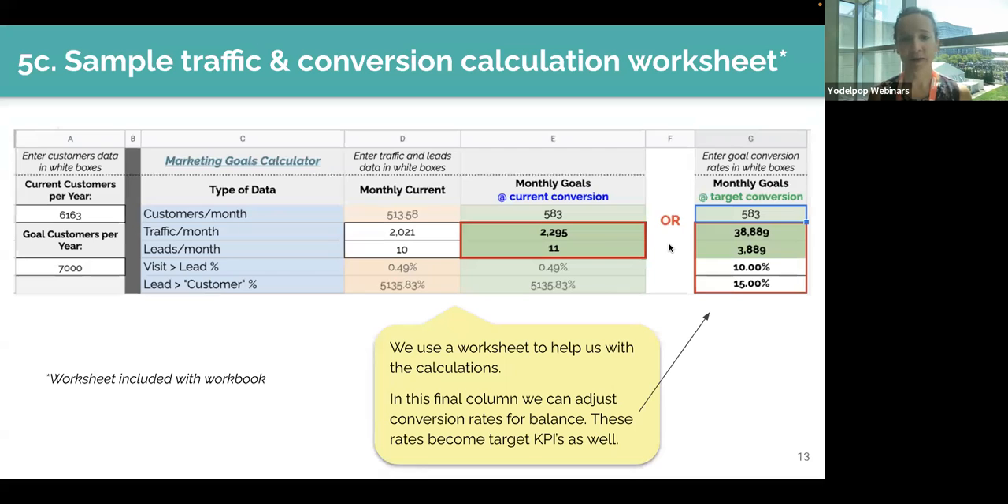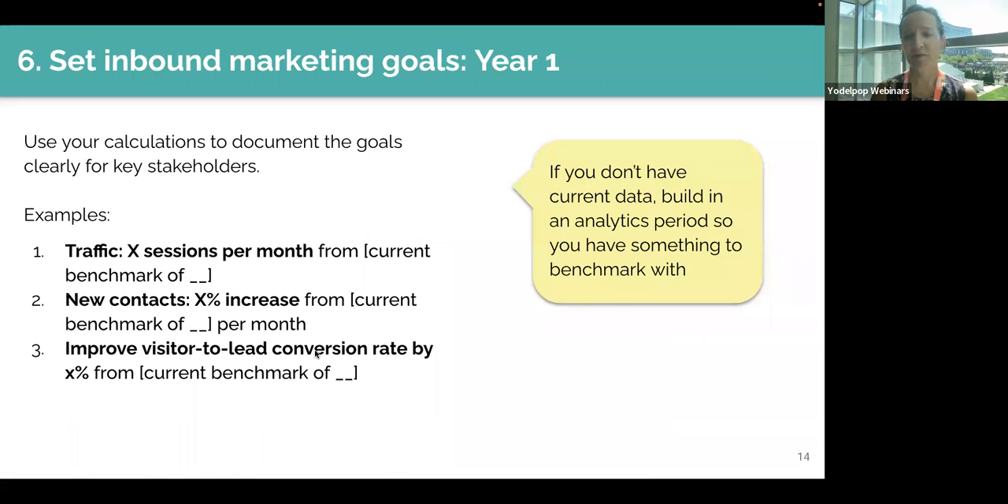We need to increase the number of people visiting our website who become a contact from its current low number to a much higher number by adding more conversion opportunities. That's just an example. So this is a tool that we use to make those calculations of SMART goals.